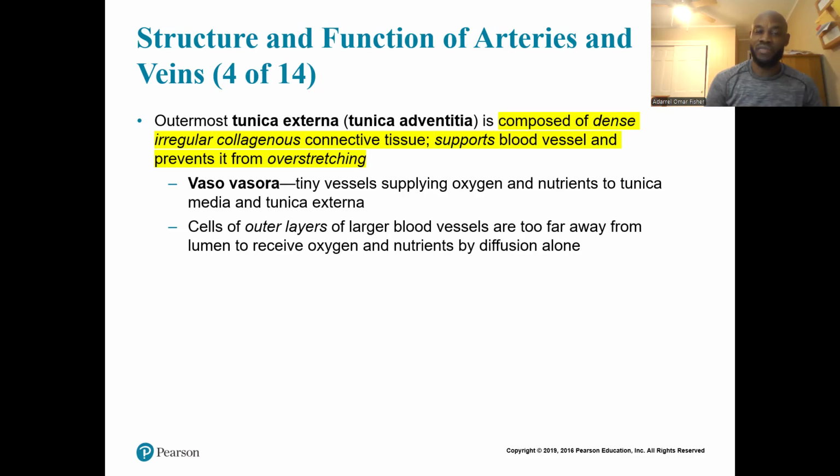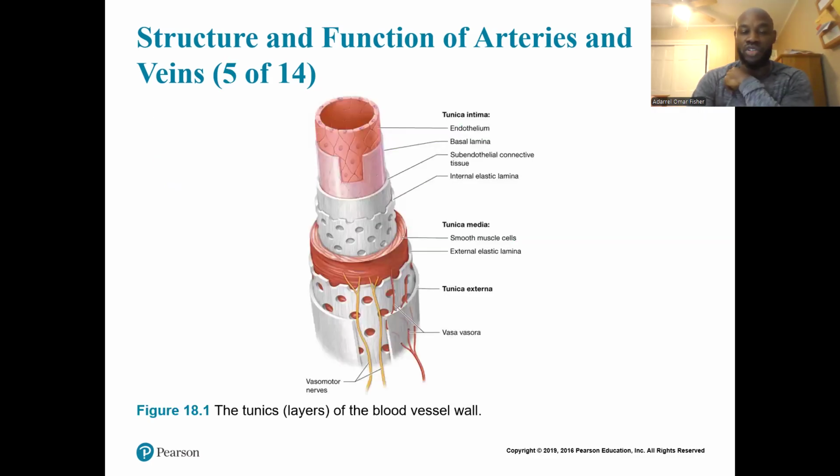Right. And then we have the vasa vasorum, which are blood vessels that supply oxygen and nutrients to the outsides of blood vessels, vessel to vessel, because the outsides of the blood vessels are too far away from the nutrients which are in the lumina of the blood vessels, and sometimes they don't get the necessary nutrients and oxygen, so they need their own blood vessels to supply blood to the outside of the vessels. And that is the structure of the blood vessel.